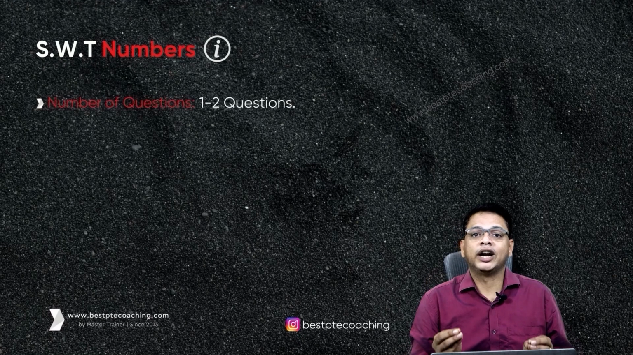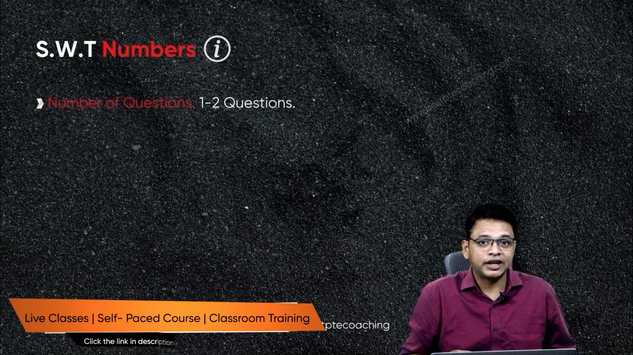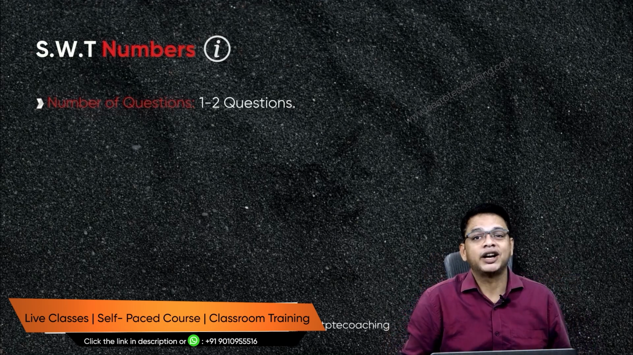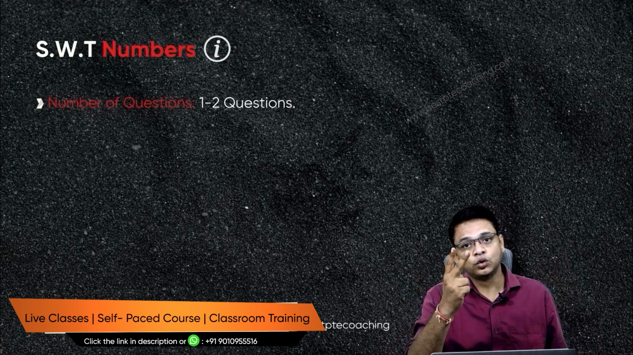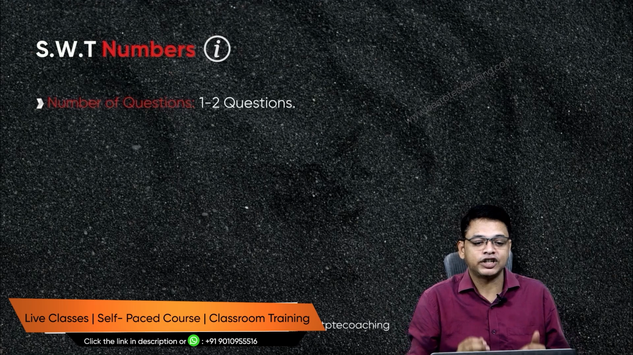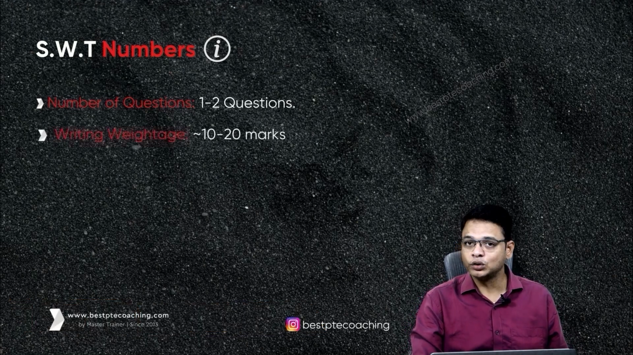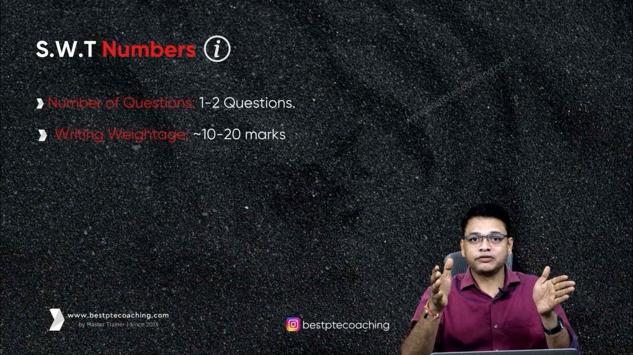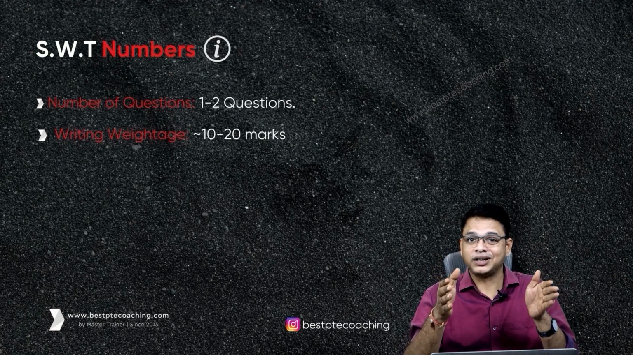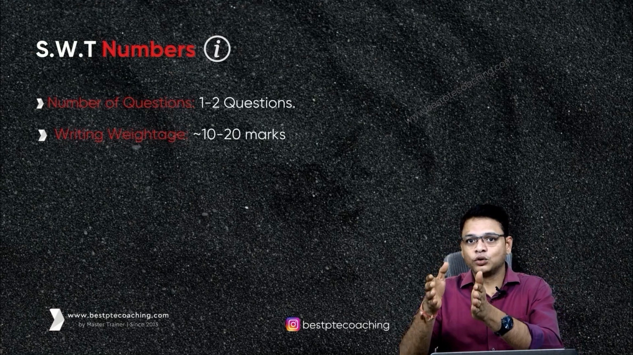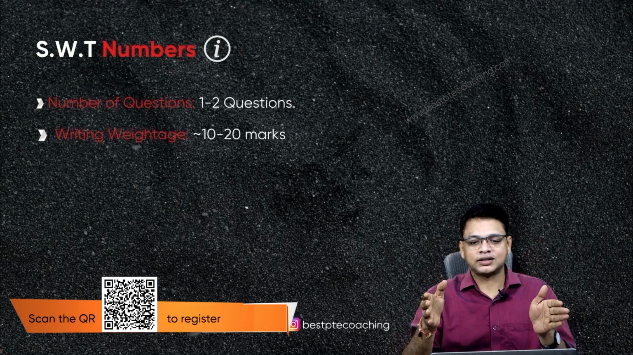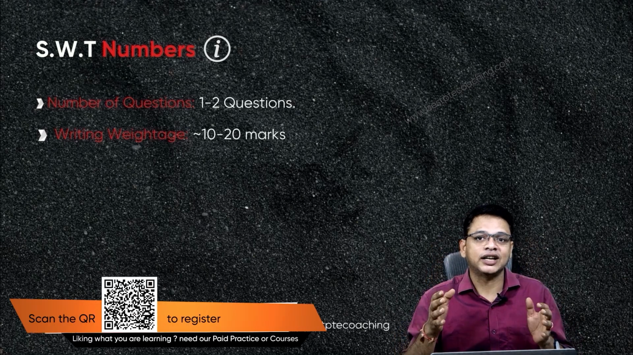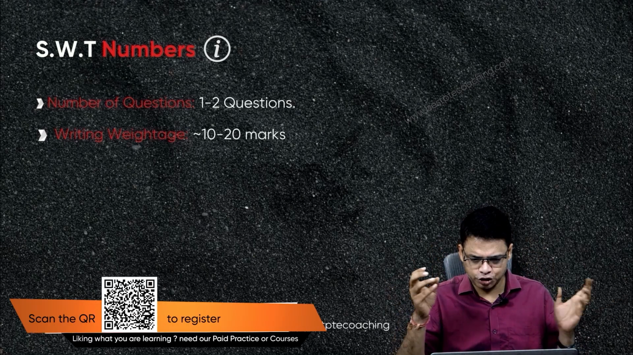In the real test, you get either 1 question or 2 questions from summarize written text. When you give a perfect answer for 1 question, the weightage is about 10 marks. So if there are 2 questions, 10 plus 10, 20 marks. This is the approximate weightage of summarize written text in the real exam scenario.